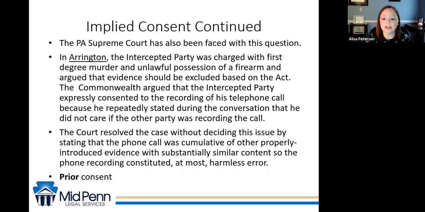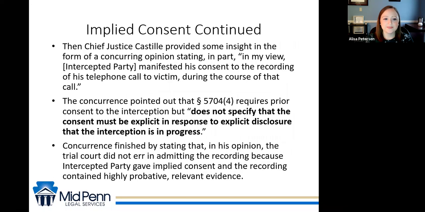Instead, they decided the issue by stating that his phone call was cumulative of other properly introduced evidence with substantially similar content, so the recording constituted at most harmless error. So once again, we see this question of what is implied consent, what is prior consent, and as of yet, the court has not specifically stated that I could find.